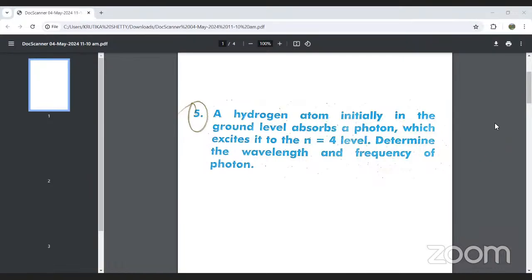Okay, so see how to calculate this. They are asking you both, that is the frequency and the wavelength. They have given n is equal to 4, that is the fourth orbit. And next they are asking you about the lambda and the frequency. We know that En is equal to minus 13.6 divided by n square. This is the expression for energy.